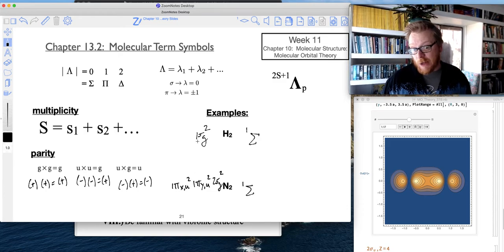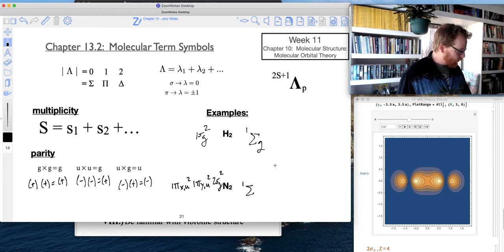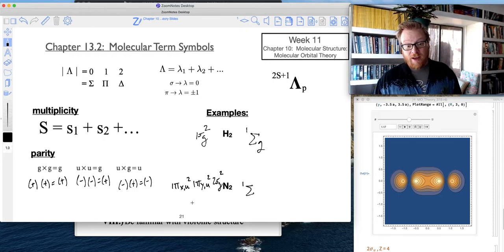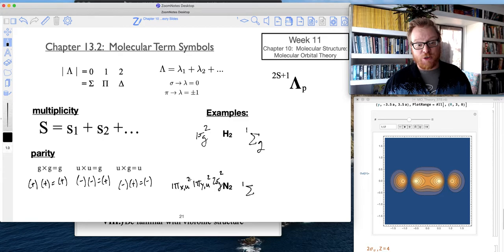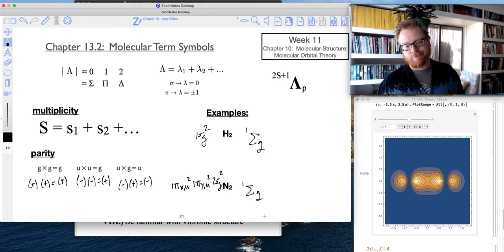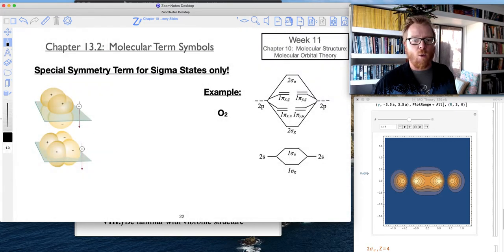Well, check it out. H2 has 2 sigma g electrons. G times g is g. So that's a 1 sigma g. Beautiful. And then what about nitrogen? Well, nitrogen, technically it's got a u times a u here, which is a g, and a u times a u here, which is also a g, and a g times a g. So it's also a 1 sigma g. Okay? And so finally, we're almost done with these term symbols, but not quite yet.